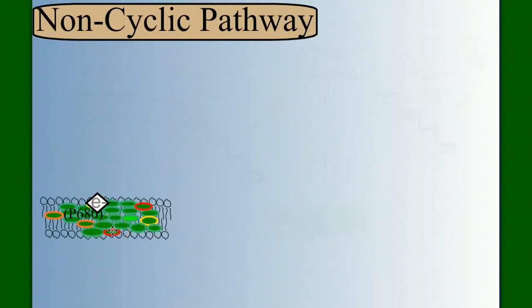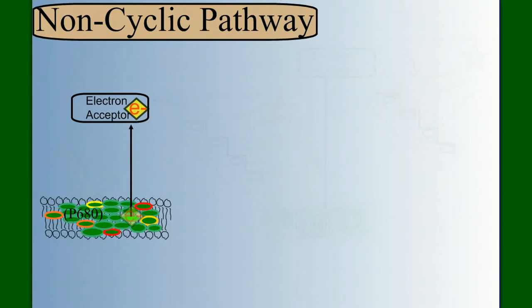Now let's move on to the non-cyclic pathway of the light reactions. The non-cyclic pathway begins in photosystem 2, or P680, and when light strikes an electron in photosystem 2, an electron is boosted in energy. That electron will bounce around the photosystem until it reaches the reaction center, the special chlorophyll A. And at that point, it can get picked up by an electron acceptor.